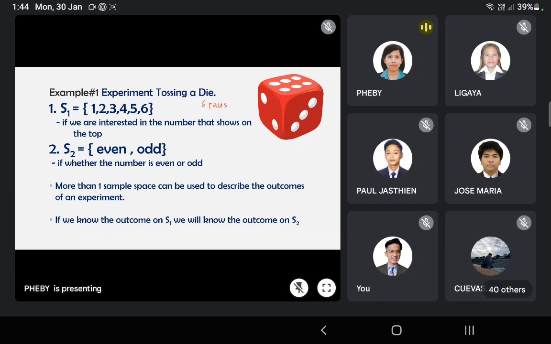More than one sample space can be used to describe the outcomes of an experiment. Sa isang experiment, hindi lang lagi S1. There are various sample spaces or outcomes na pwedeng lumabas depende sa category. Dyan sa number 1, ang category niya is yung mukha lang. Number 2 naman, or S sub 2, ang category niya is kung odd or even.